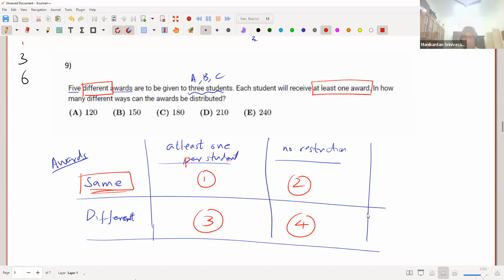So now there are 5 awards. All the awards are looking identical. So all the 5 chocolates look identical, right? And there are 3 guys sitting here, A, B, and C. First, you give them 1 so that they are happy, right? I give this, this, and this. Doesn't matter which because all of them look identical. Now I'm left with only 2 more, right?